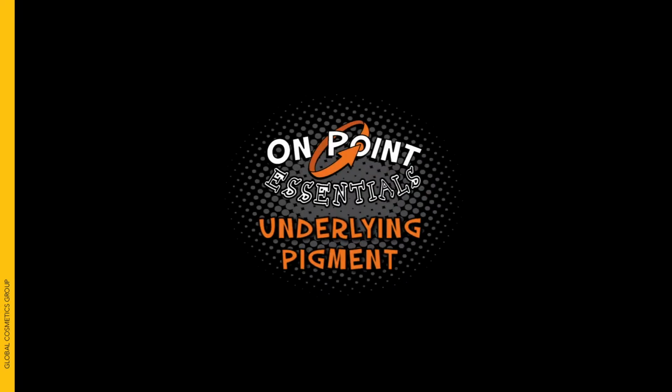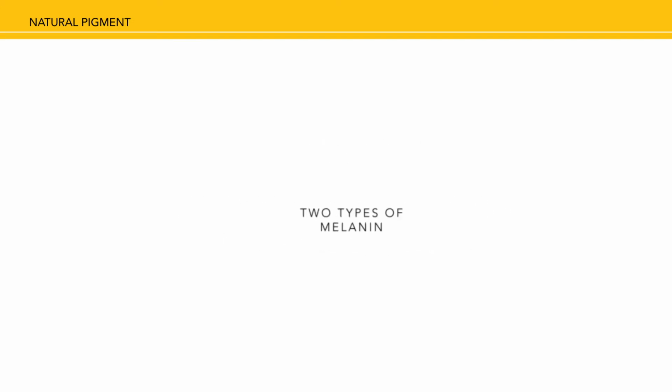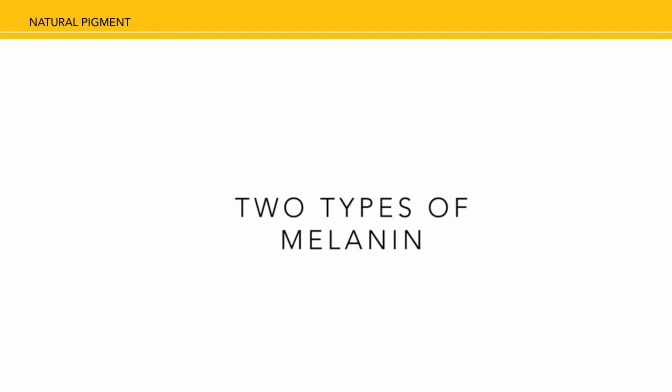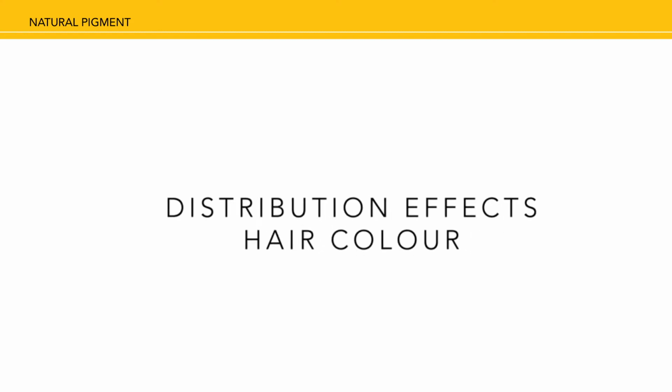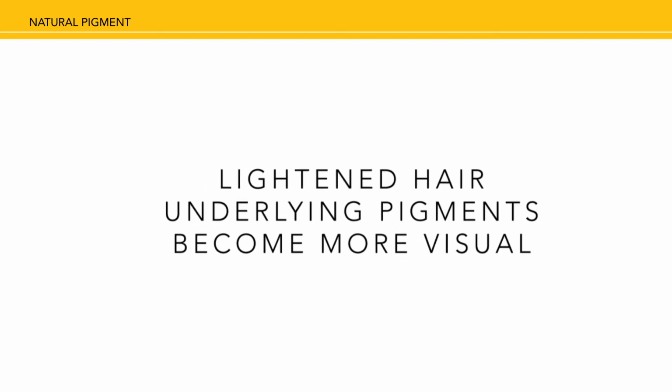Underlying pigments. Hair colour is determined by varying amounts of pigments called melanin. Our hair is coloured by natural pigments embedded in the cortex. There are two types of melanin, and the distribution of these pigments produces different hair colours which are genetically determined. When we artificially lighten hair, these underlying pigments become more visual.